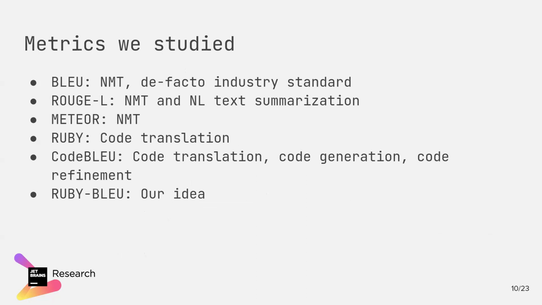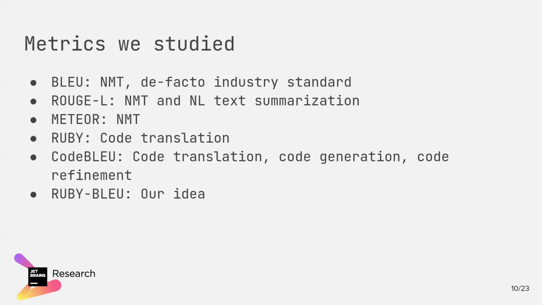So the share of papers that feature either ROUGE-L or METEOR is very small. In practice, almost every paper features just BLEU. BLEU was created for natural language translation, for neural machine translation. ROUGE-L was created for translation and text summarization. METEOR was also created just for translation. Ruby is a metric that has been created specifically for the code translation task.